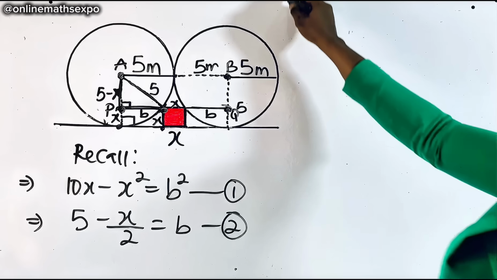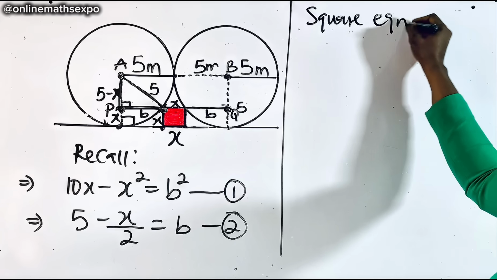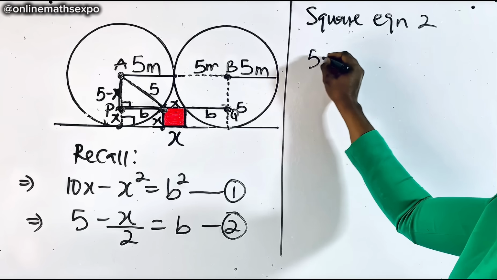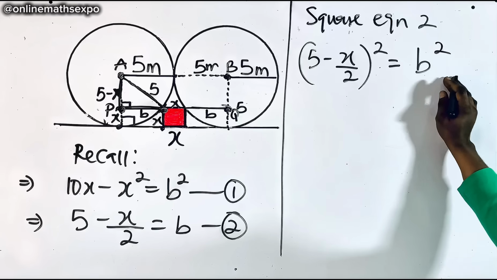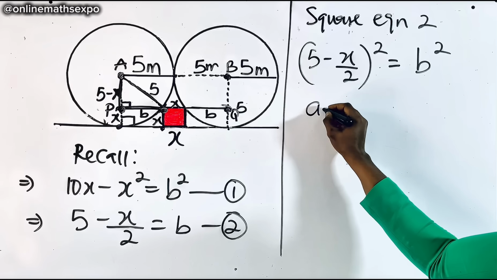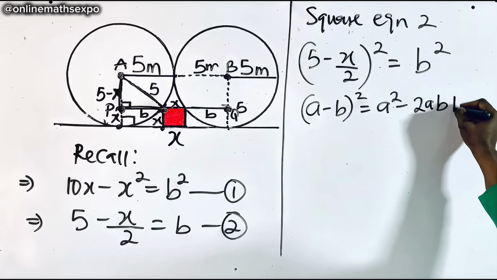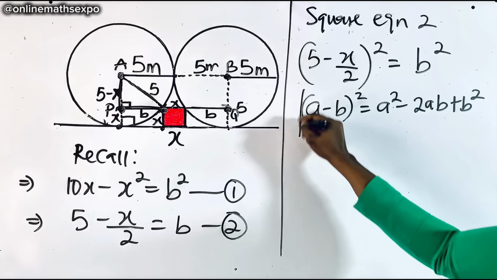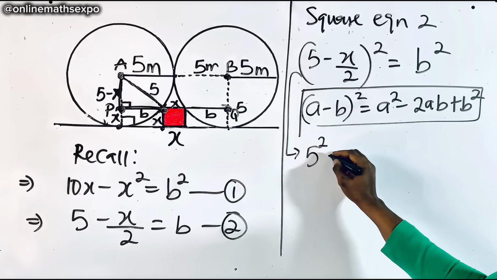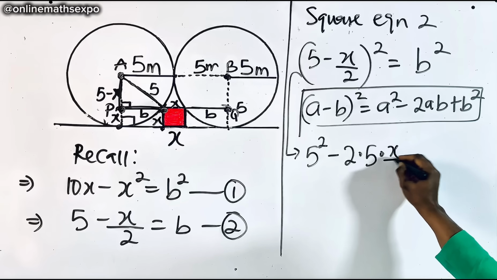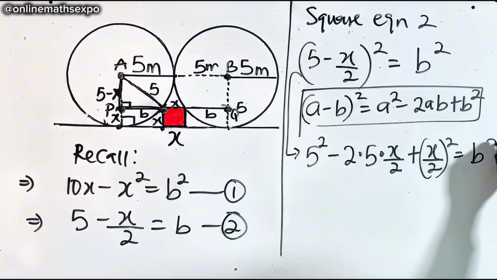To do that, we square equation 2. We have (5 minus x over 2) squared is equal to b squared. To do this, we remember that (a minus b) squared is equal to a squared minus 2ab plus b squared. If you apply this here, we have 5 squared minus 2 times 5 times x over 2 plus (x over 2) squared is equal to b squared.